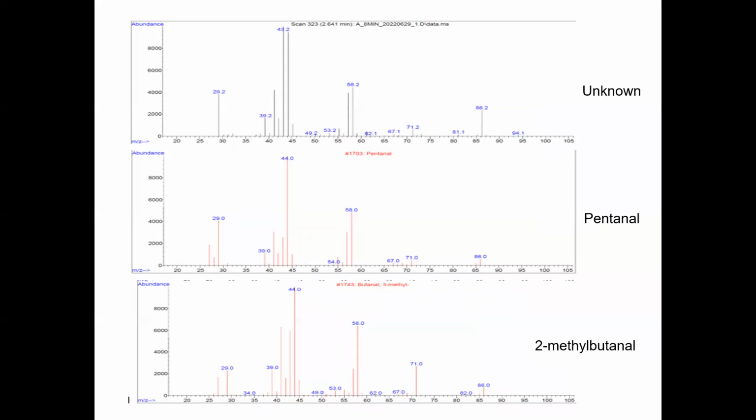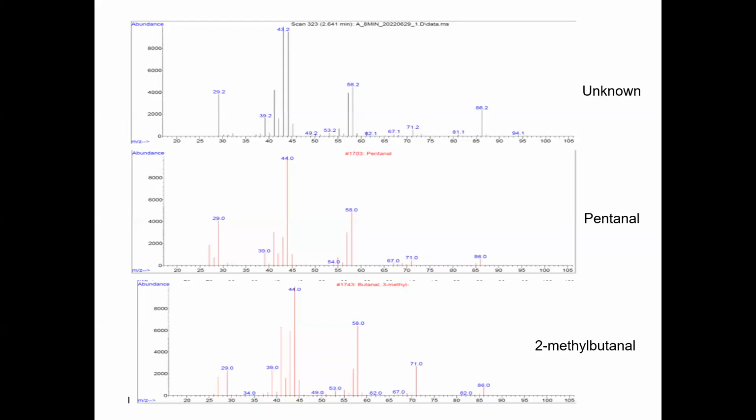71, well, we don't have much in 71, but we have a little 71. The 71 looks better here. That 71 is about the same as here. So pentanal looks like a better fit here than the 2-methylbutanol. 58, 58, 58, 44, 44, and that's 43, 44.